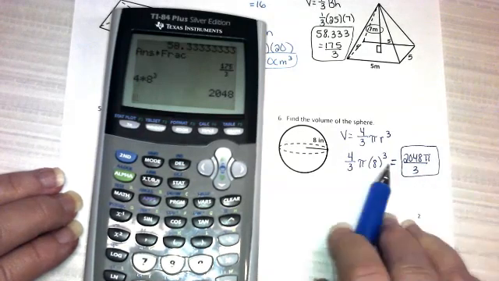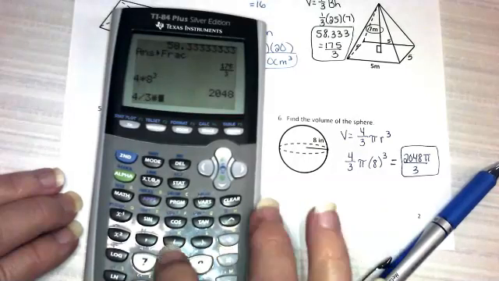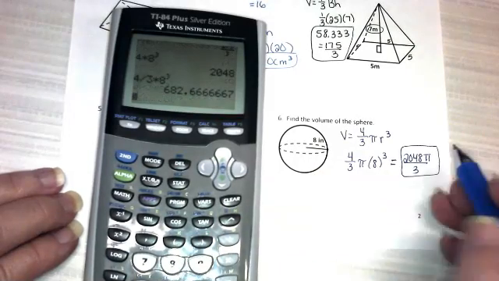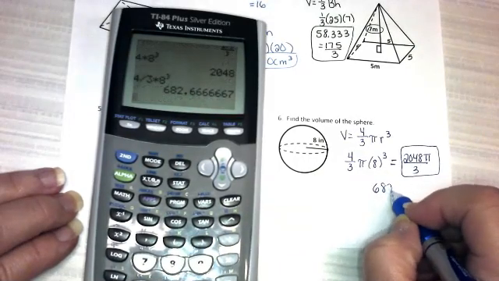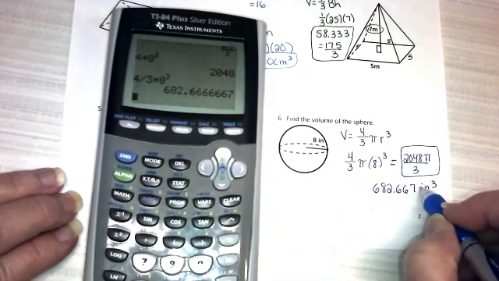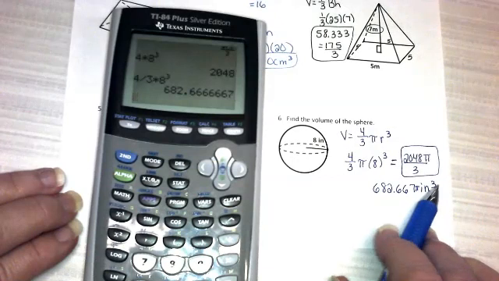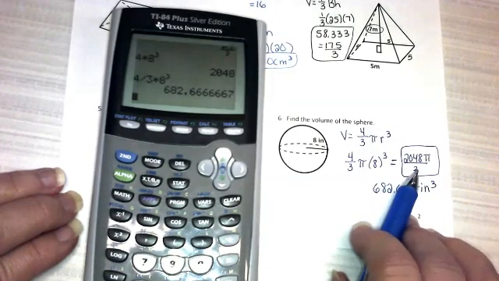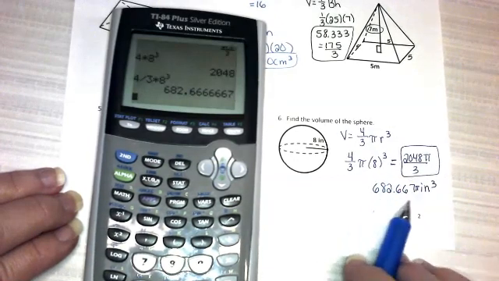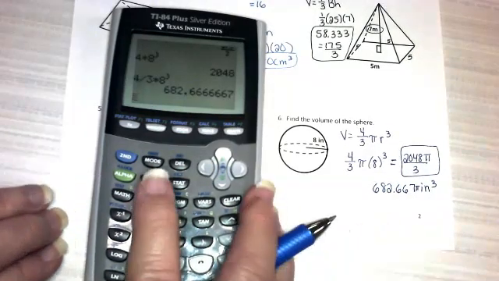If you were to multiply this out and get a decimal, you would do 4/3 times 8 to the third power, and that would equal 682.667 pi. Don't forget the pi, cubic inches. So I like leaving it as a fraction because it's nice and neat. This is also the rounded off version, but don't forget the pi.